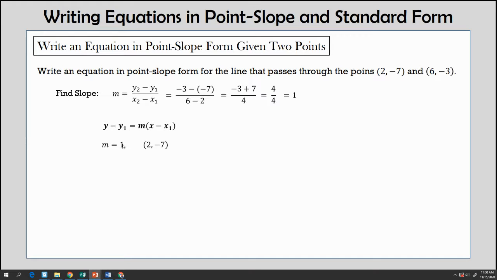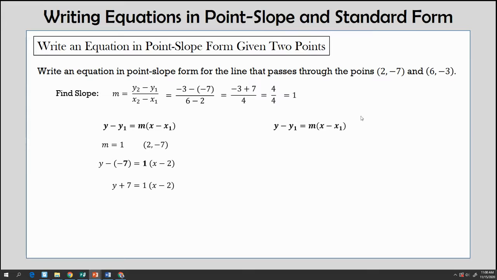Okay, remember we're replacing m with 1. X sub 1 is going to be the 2. Y sub 1 is going to be negative 7. So it's going to look like this: y minus negative 7 equals 1 times the quantity of x minus 2. And then the only thing we have to do to simplify it is change this around to be y plus 7 equals 1 times the quantity of x minus 2, and you're done. That's point slope form.